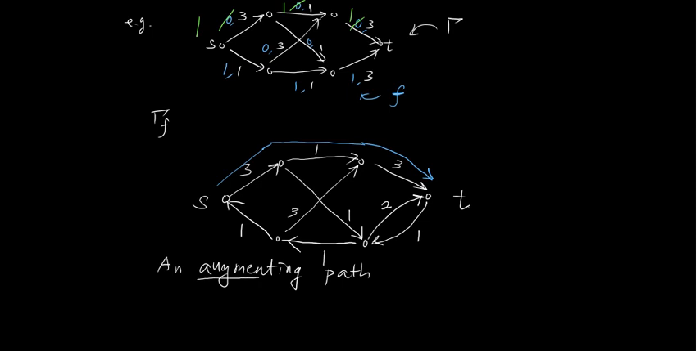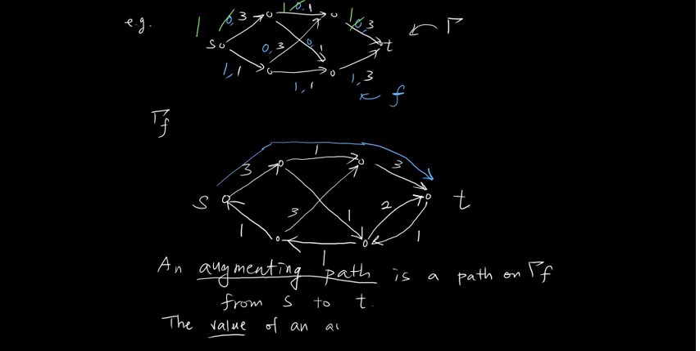Augment 就是扩增啦，跟线性代数的 augmented matrix 增广矩阵是一样的。Augmenting path is a path on gamma F from S to T. The value of an augmenting path is the minimum number on its edges.